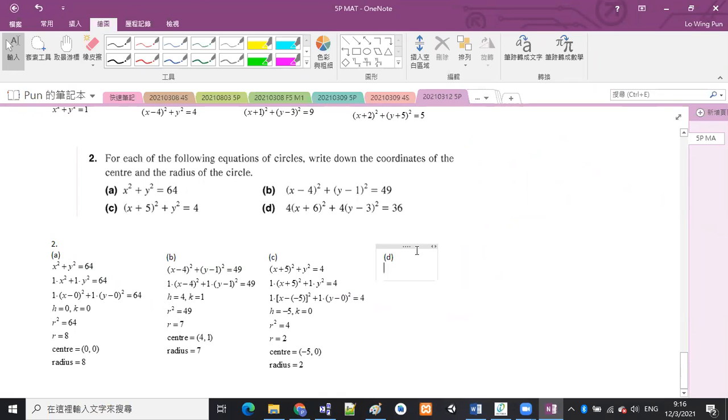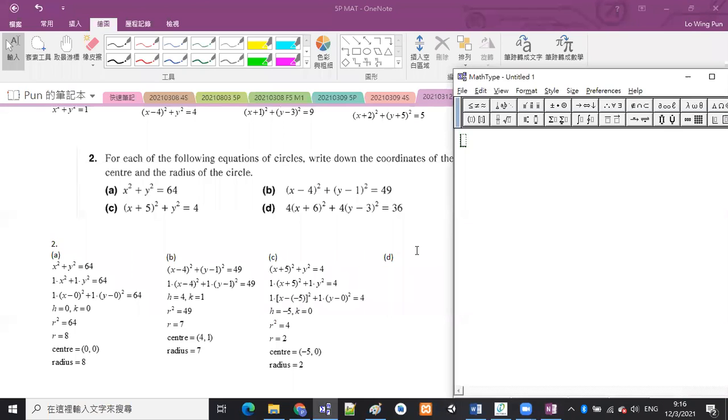Then part D. So 4 times x plus 6 squared plus 4 times y minus 3 squared equals 36. First, check whether it is 1 times. But now it is not. Okay, it is not 1 times. So we need to divide the whole equation by 4.